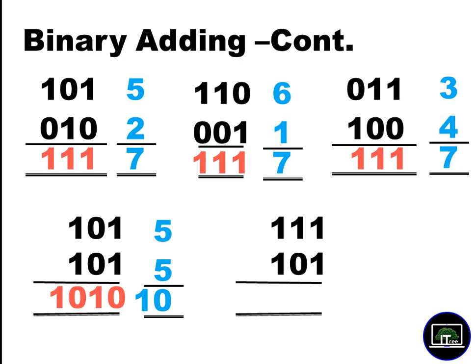So 1 plus 1 plus 0 is 2. Again you write 0. Take 1 to the next line. 1 plus 1 plus 1 is 3. How to write 3? 3 is 1 1. Something like this. So 1 1 1 is 7, 101 is 5. Okay, now you get that.